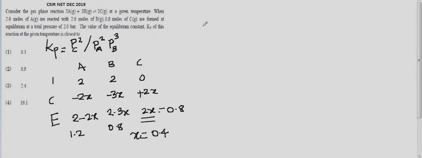To calculate the same, we have to convert these moles into mole fraction. So we are calculating the mole fraction. XA is given by 1.2 divided by 2.8. That is roughly 0.43.